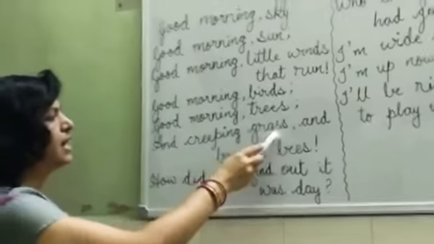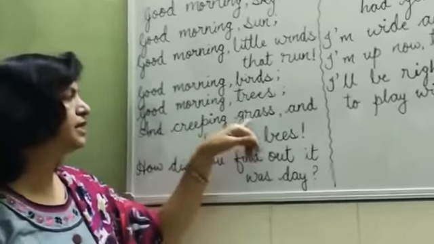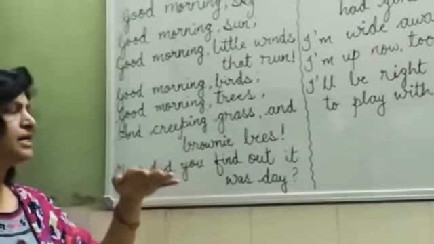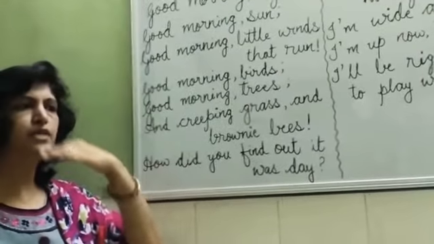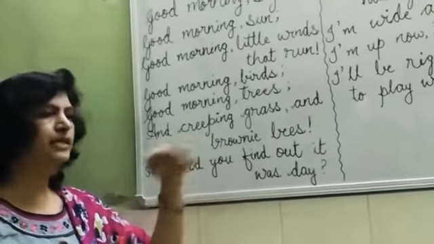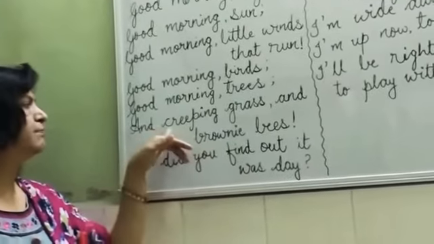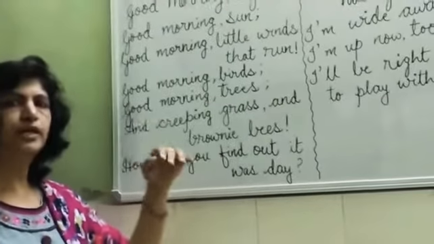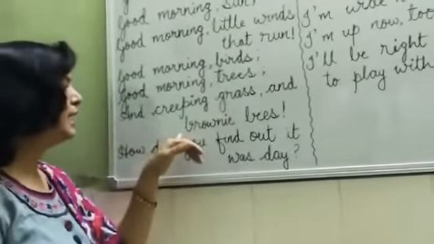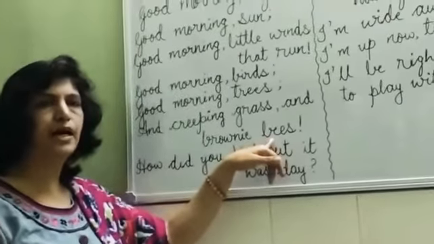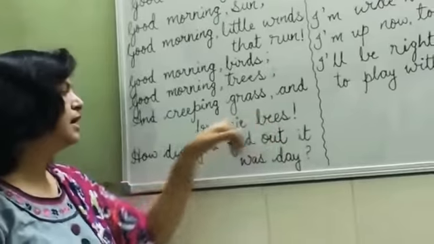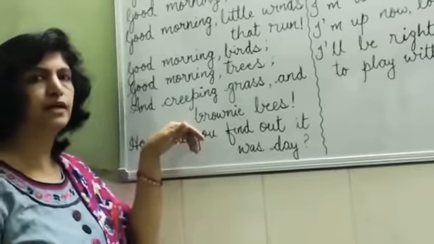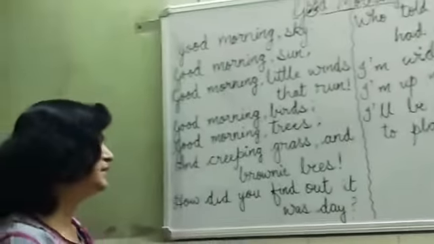And creeping grass. And then she says good morning to the grass. So what is the meaning of creeping grass? Creeping means like the grass is moving very lightly. When the wind blows, the grass moves. So creeping means to move slowly. So that is why the poet tells and creeping grass, because the grass is moving very slowly along with the winds. And brownie bees. Here bees means the honey bees. We are talking about honey bees. And the poet describes the bees as brownie because they are brown in color. So that's why they are called brownie bees.